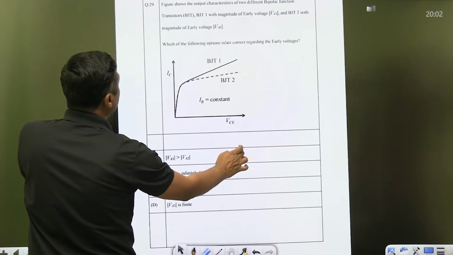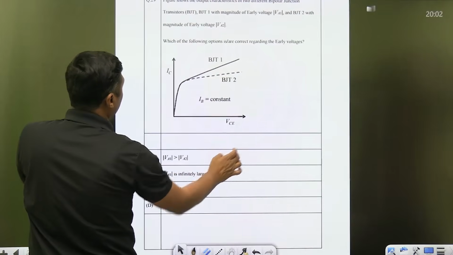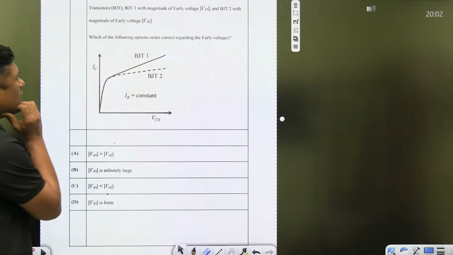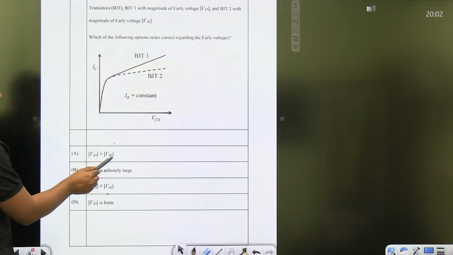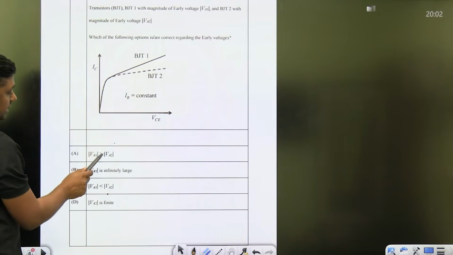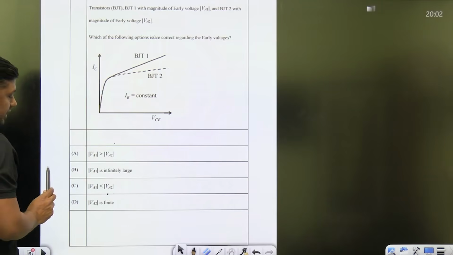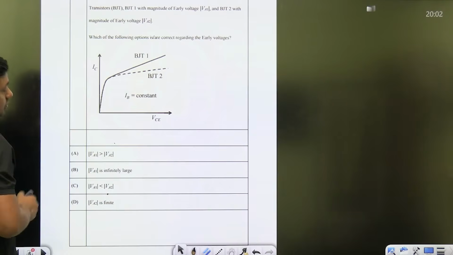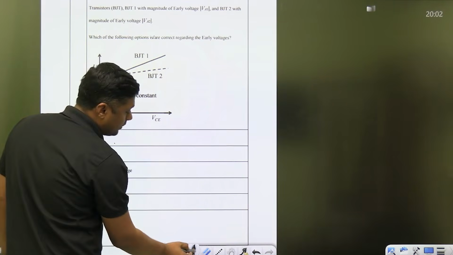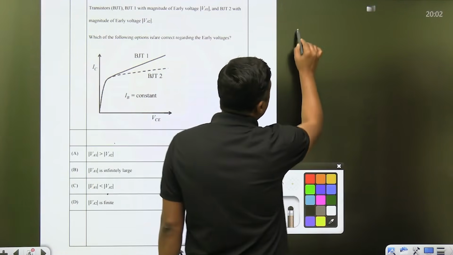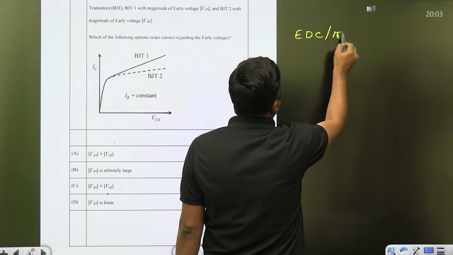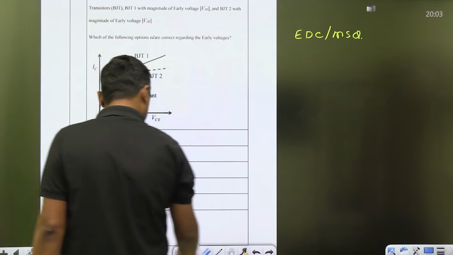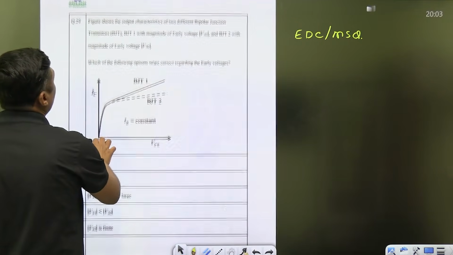I think now it is visible to you. What is the first option? VA1 is greater than VA2. The early voltage for BJT1 is greater than VA2. VA1 is infinitely large. VA1 is less than VA2. VA1 and VA2 are finite. So this is the MSQ question from EDC, and it is of 1 mark, guys. Only 1 mark.